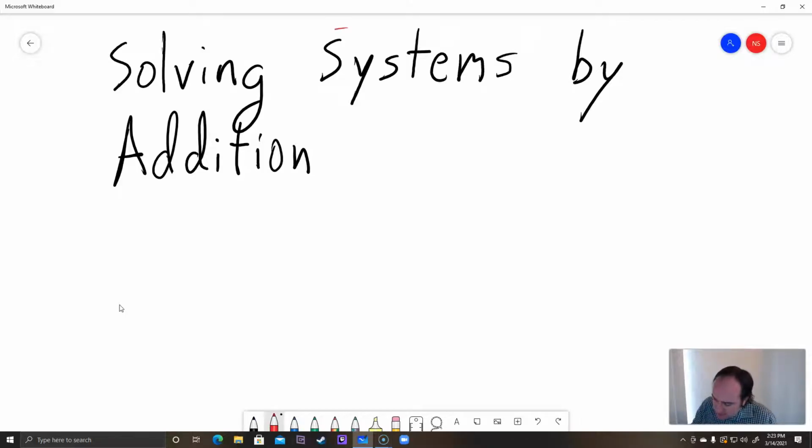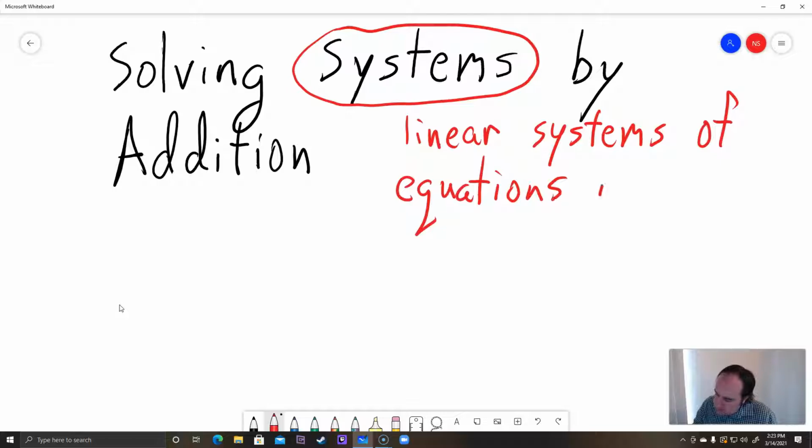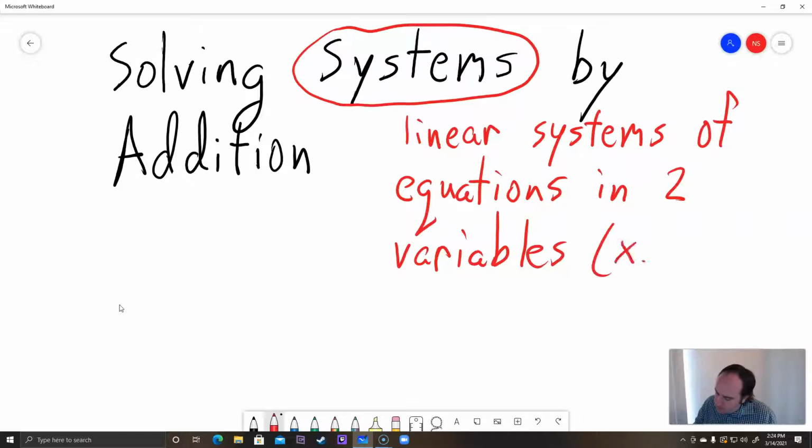But once again, when I say systems, I mean linear systems of equations in two variables, x comma y. Just like my earlier video on solving by substitution, our answer is going to be in the form x comma y, assuming that an answer exists. So let's jump into an example here.